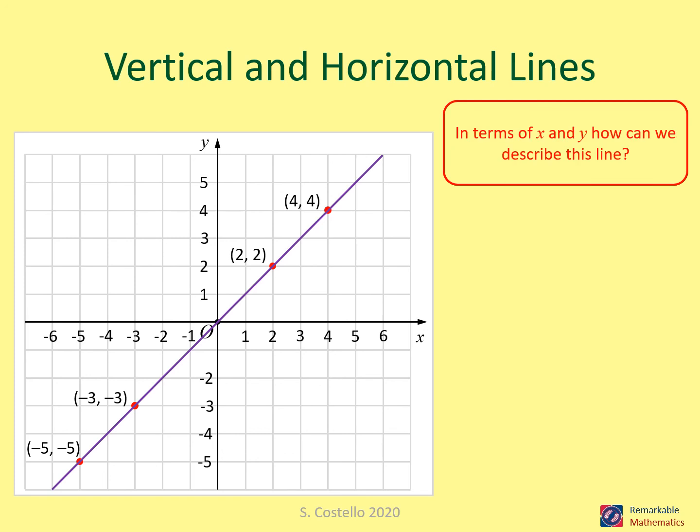In terms of x and y, how could we describe this line? This is the line y equals x. Whatever the y value is, the x value will be exactly the same.